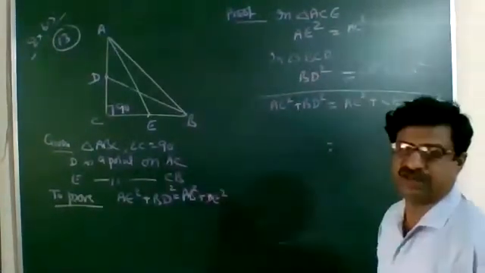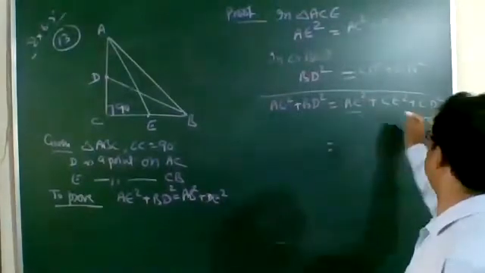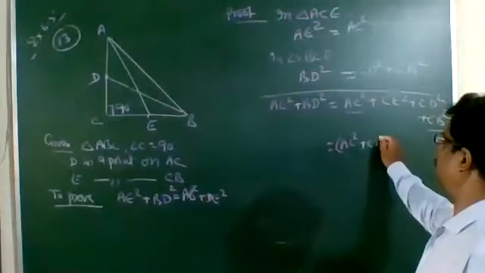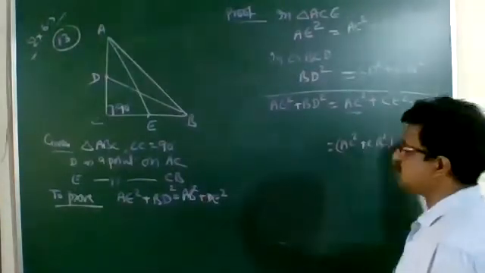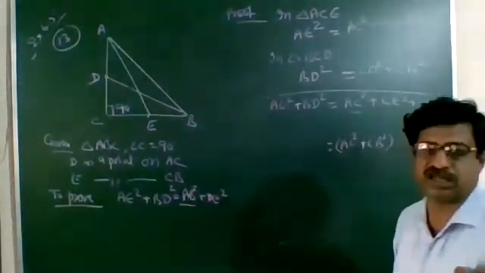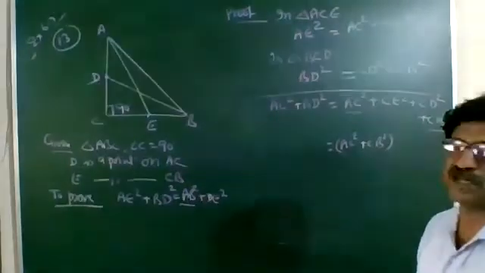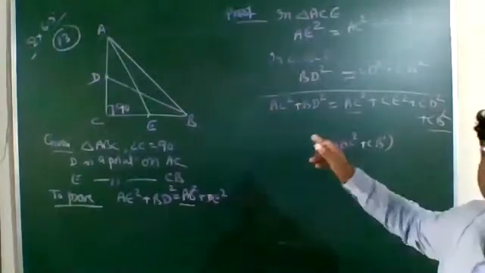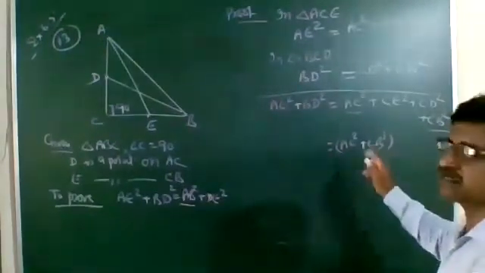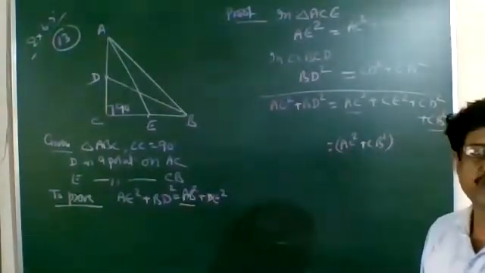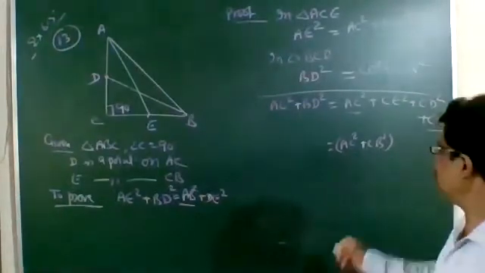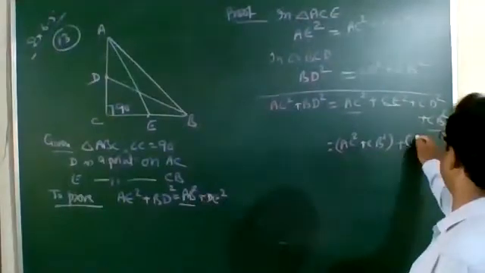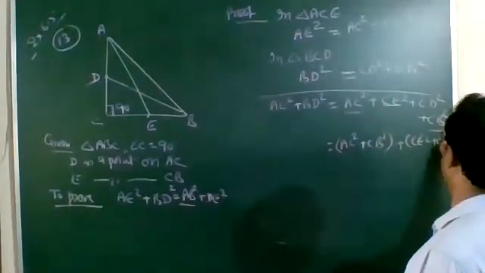Right side values we will rearrange. AC square and CB square we take in one bracket. Why are we taking these two in one bracket? Because on the right side we require AB square, and using Pythagoras theorem, this AB square is AC square plus CB square. Therefore we take AC square and CB square in one bracket so that we can write this as AB square. The same way CE square and CD square we put in one bracket.